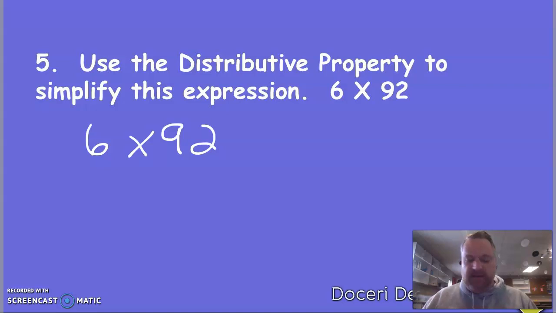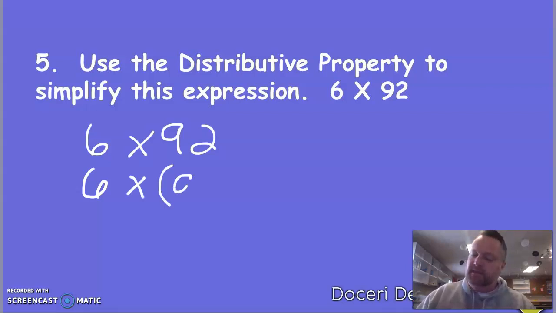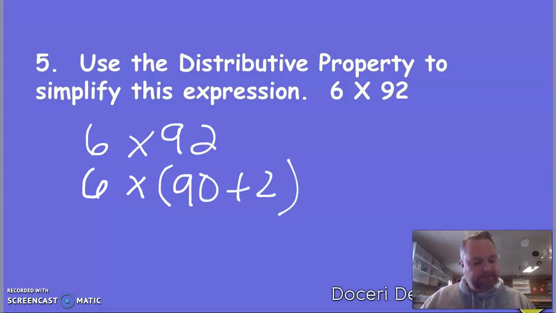Instead of just keeping it as 6 times 92, I can change it to 6 times, and then I can break the 92 into 2 parts. 90 plus 2. That's going to make my problem much easier. Now, I will multiply the 6 times the first number and times the second number, and then add them together. So, here's what that looks like.